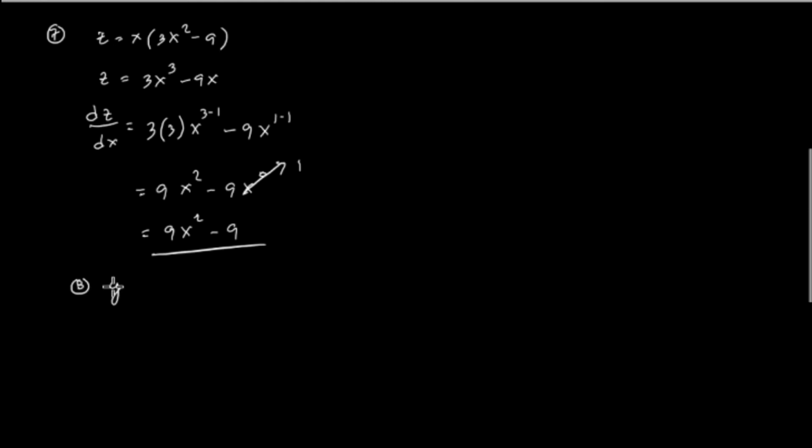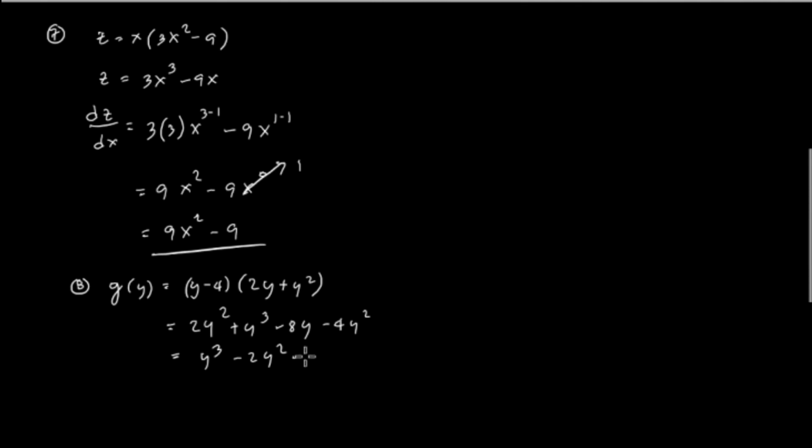Number 8. g of y is equal to y minus 4 times 2y plus y squared. We have two binomials and it's a multiplication. You can simplify by using the FOIL method. Y times 2y is 2y squared. Y times y squared is positive y cubed. Negative 4 times 2y is negative 8y. Negative 4 times y squared is negative 4y squared. Y cubed, 2y squared minus 4y squared is negative 2y squared, and negative 8y. And this is g of y.